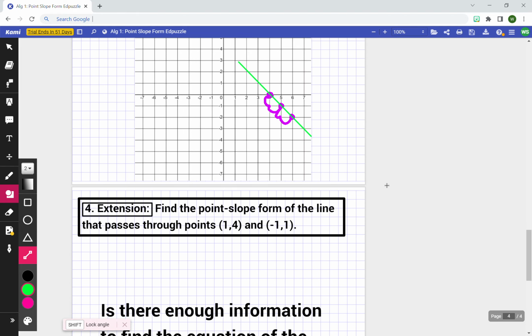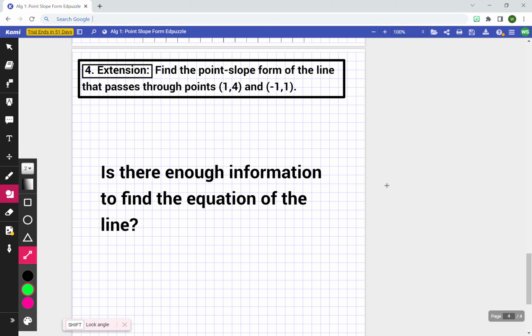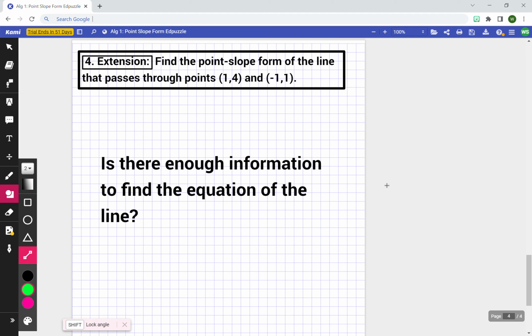Moving on to box 4, we have our extension, which is to find the point-slope form of the line that passes through points (1, 4) and (-1, 1). This one's a little different. It doesn't give us the slope this time, but is there enough information to find the equation of the line?